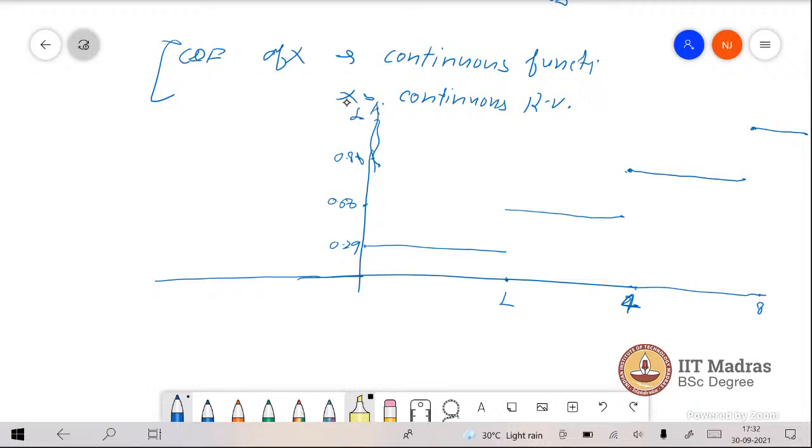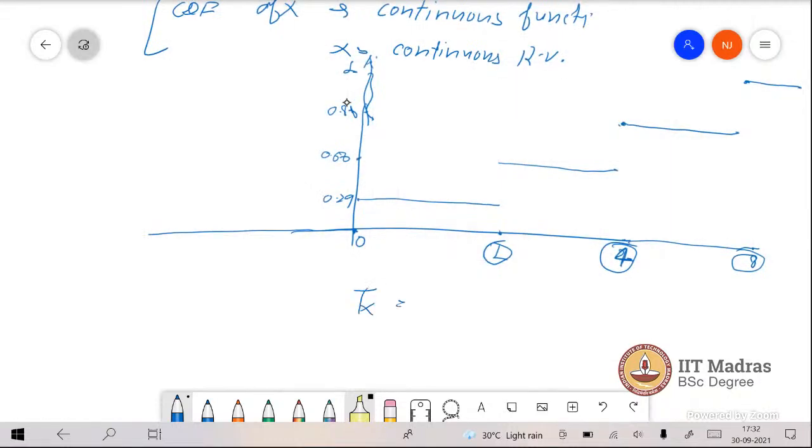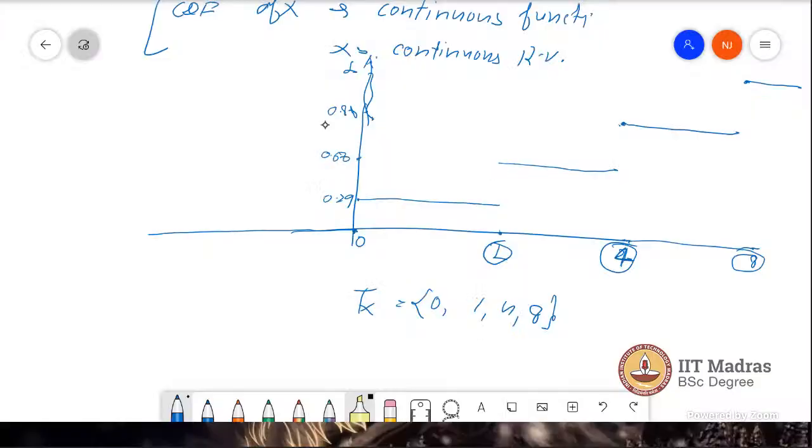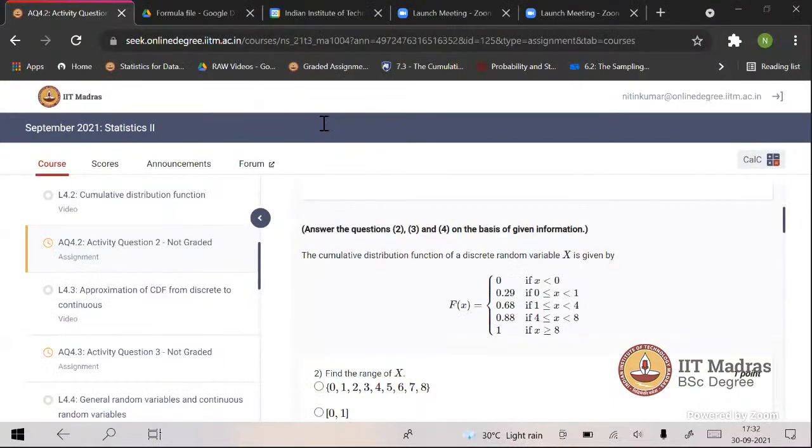Now look at the points where jump occurs. Jump occurs at 0, at 1, at 4, and at 8. So the range of x will be what? 0, 1, 4, and 8. These will be the points inside the range of x. Okay. So notice here it is given in the question, it is a CDF of a discrete random variable, right?